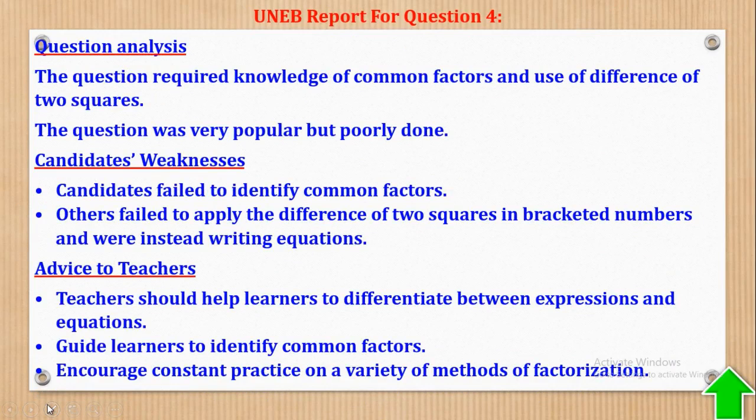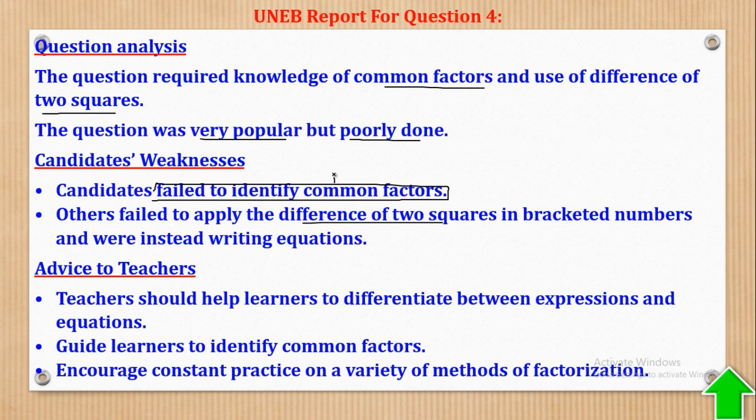So this is the report for question 4. Question analysis: the question required knowledge of common factors and use of difference of 2 squares. The question was very popular but poorly done. Why? The candidates' weakness is that candidates failed to identify common factors. Then others failed to apply difference of 2 squares. So in part A, candidates failed to identify common factors. In part B, candidates failed to apply difference of 2 squares in the bracketed numbers, and were instead writing equations.